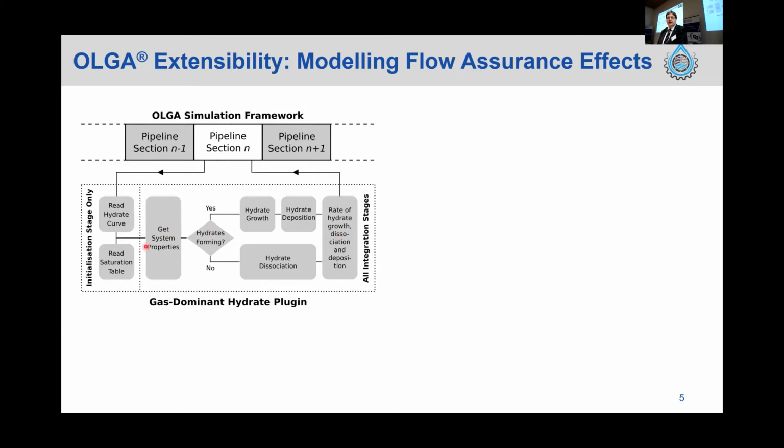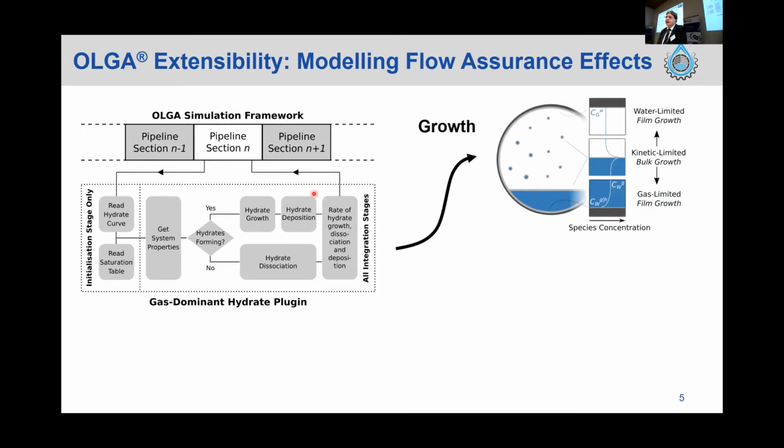Now, firstly, we work out, are we in the equilibrium region? If we're outside, we might have hydrate dissociating. If we are inside, then we can get hydrate growth. Now, where does that hydrate grow within our simulator? Well, we have 4 different interfaces that we care about.